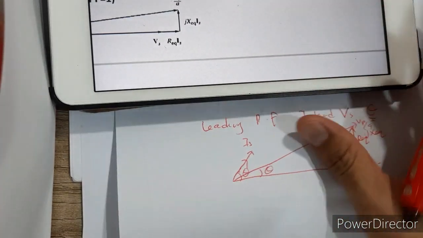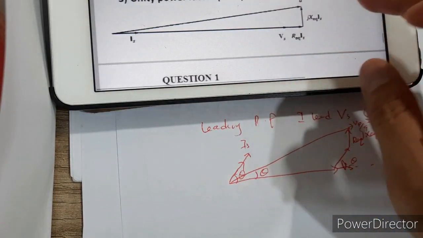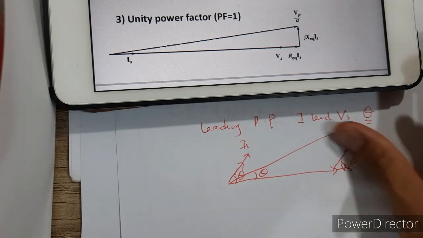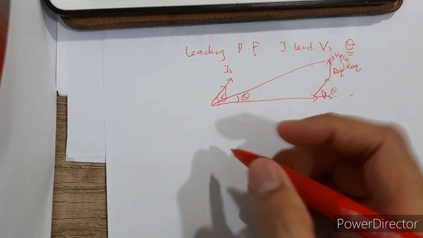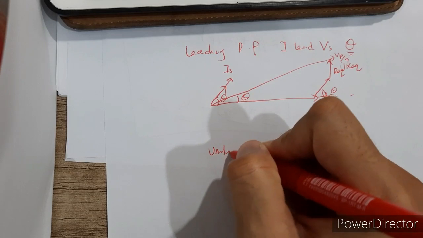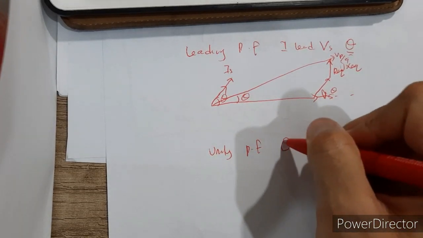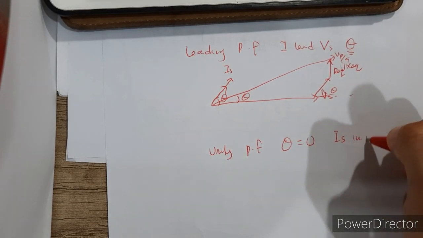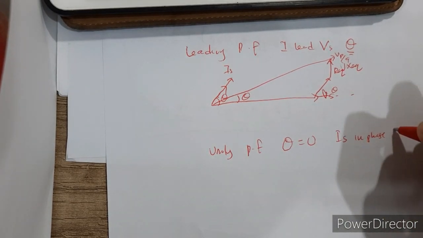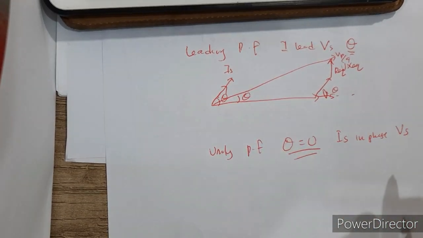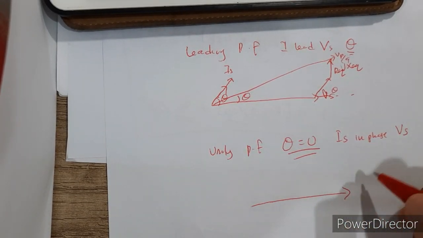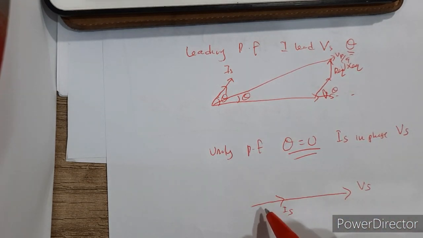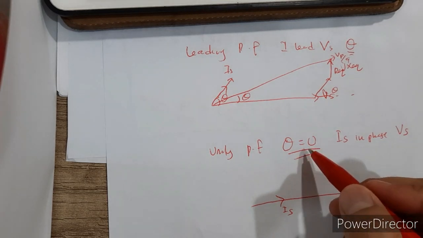And then lastly, unity power factor. We know that for unity power factor, theta is 0. Theta is equal to 0. IS is in phase with VS, that's why theta is 0. So you draw VS. This is VS, and then this is IS, the same angle as VS, because theta is 0.